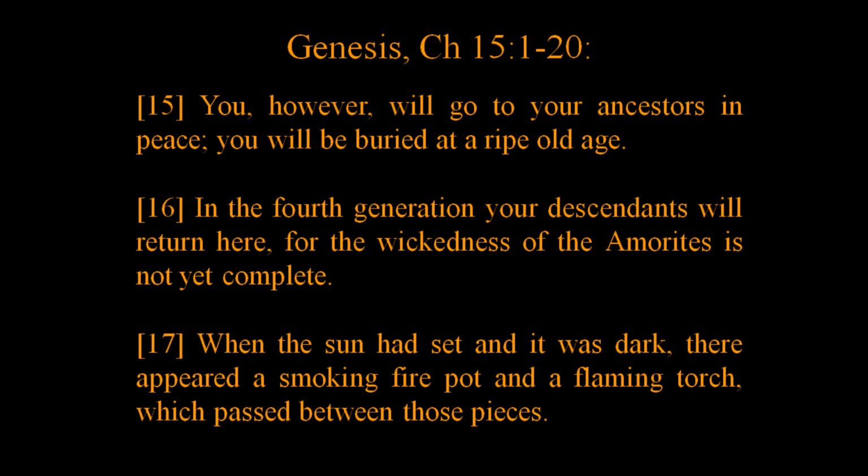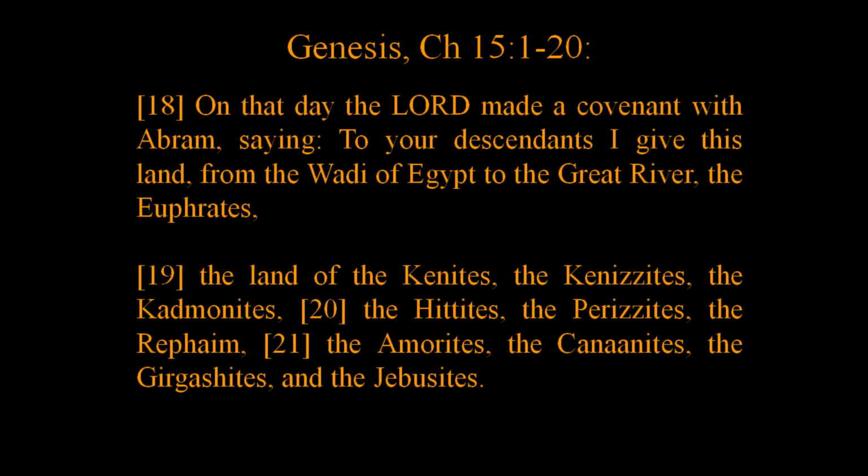When the sun had set and it was dark, there appeared a smoking firepot and a flaming torch, which passed between those pieces. On that day the Lord made a covenant with Abram, saying, to your descendants I give this land, from the Wadi of Egypt to the great river, the Euphrates, the land of the Kenites, the Kenizzites, the Cadmonites, the Hittites, the Perizzites, the Rephaim, the Amorites, the Canaanites, the Girgashites, and the Jebusites.